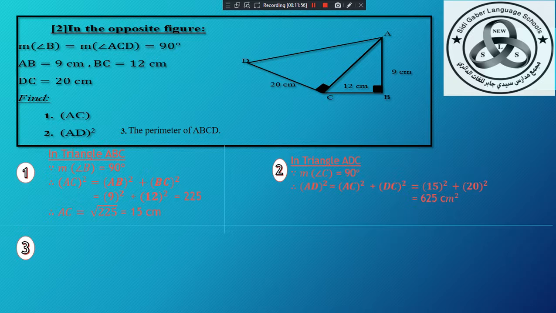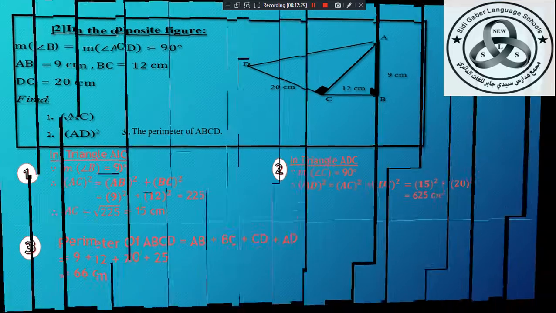That's right. We have another required. He asked me to get the perimeter of the figure ABCD. To get the perimeter, we have studied before, the perimeter is the sum of outer sides. So the perimeter here will be the sum of the sides AB plus BC plus CD plus AD. I have to get the sum of them and it will be 66 centimeters. Okay, middle one, you understand it?